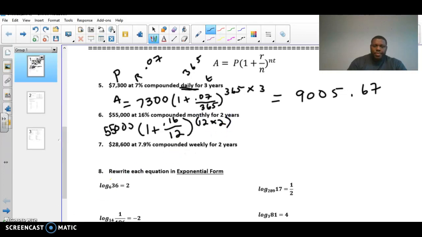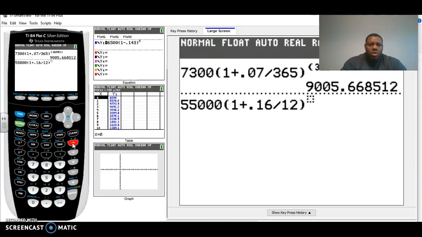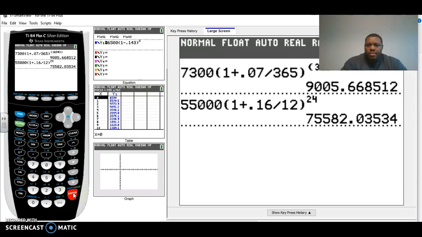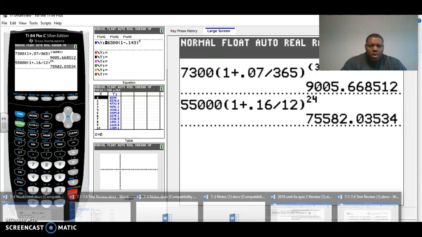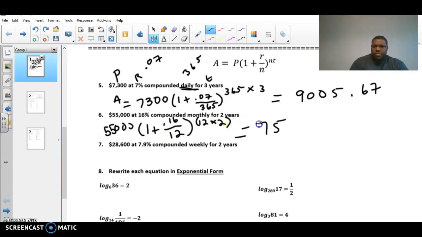So I go back to the calculator. 55,000 times 1 plus 0.16 divided by 12 because it's monthly. Some of you guys are great mathematicians, so you know that 12 times 2 is 24. You can do it like that, and that gives us $75,582.04.